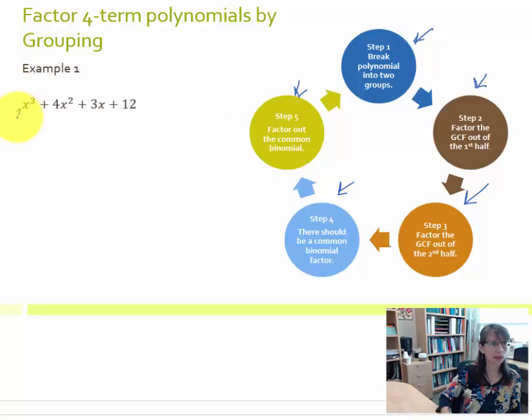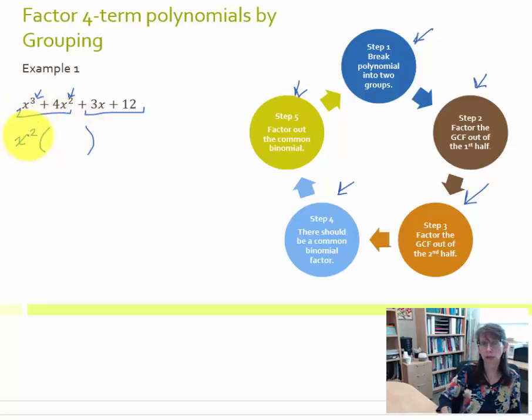So in order to break this into 2 groups, I'm just underlining the groups. Never use parentheses because that takes on a whole new meaning. So for group 1, we notice that both terms have some x. We're comparing 3 with 2. 2 is smaller, so x squared is the greatest common factor.